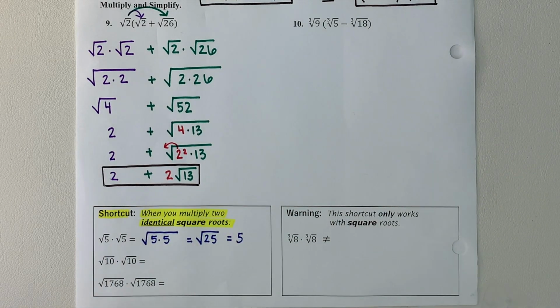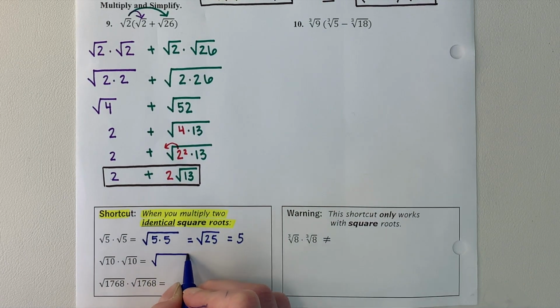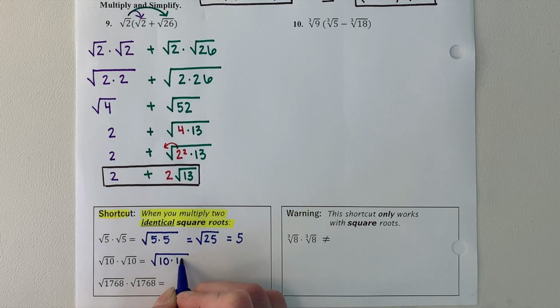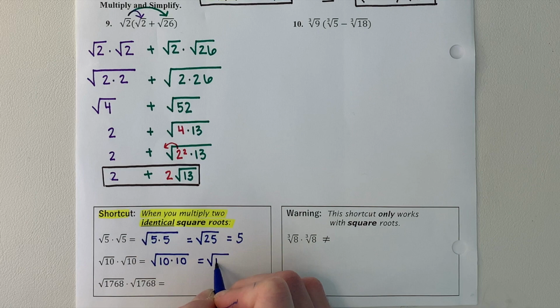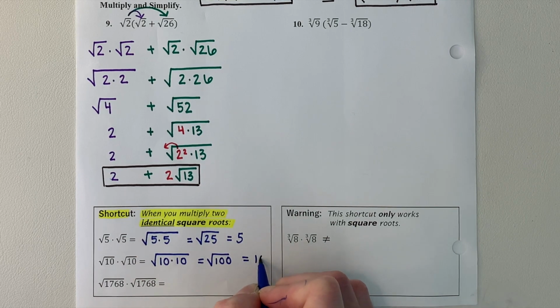Let's look at another example. To multiply the square root of 10 times the square root of 10, we can combine that multiplication underneath one square root symbol to give us the square root of 10 times 10, which simplifies to the square root of 100, and the square root of 100 is 10.